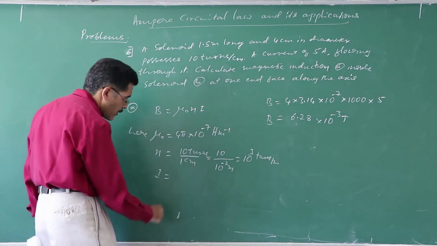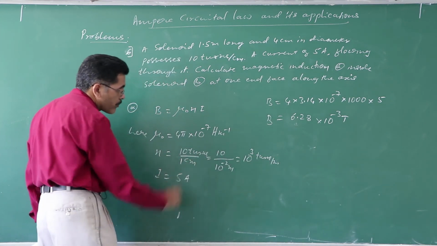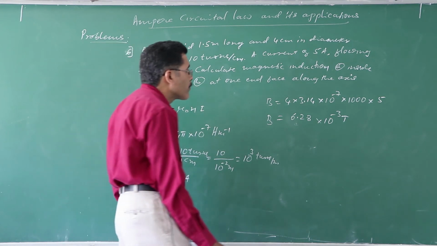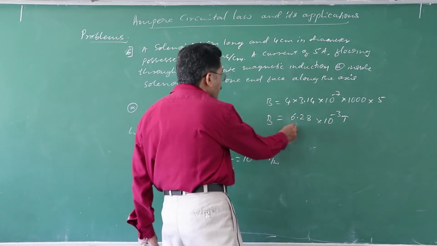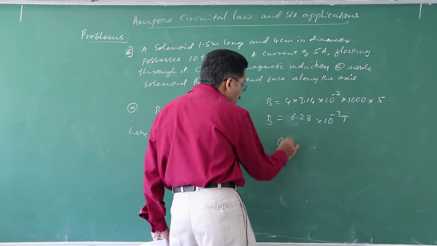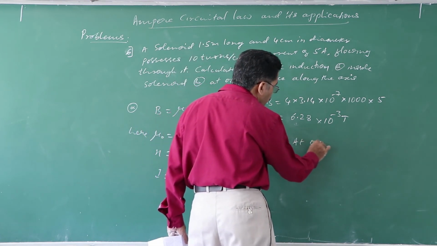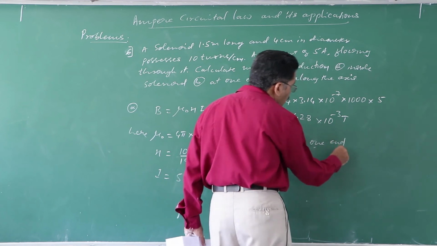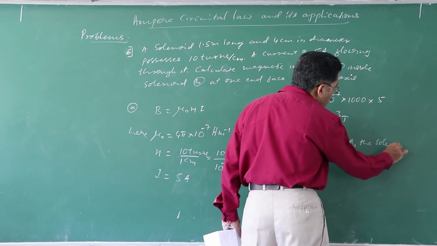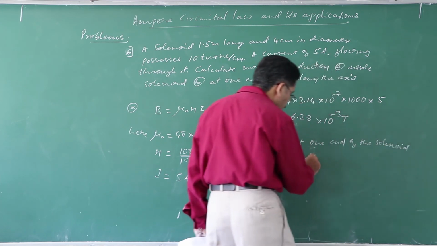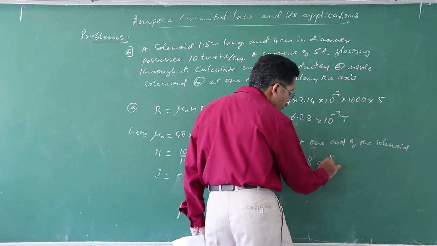And again, what is the current? 5 ampere. So you will be getting the same answer. See, this comes out to be the same. And what is B? At one end of the solenoid, the magnetic field is B by 2.